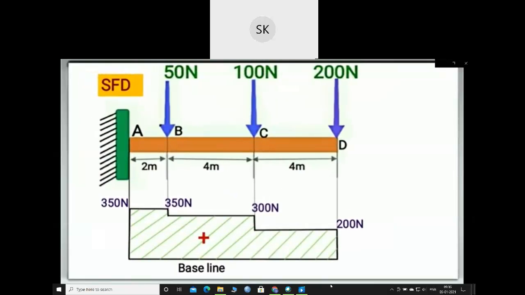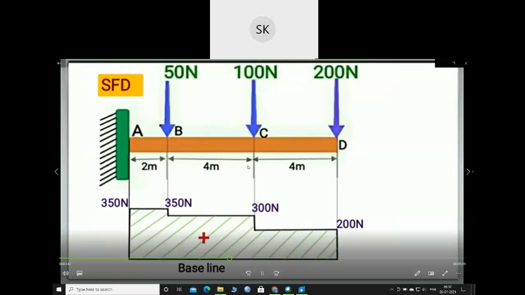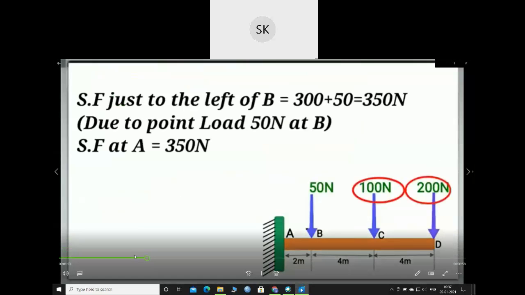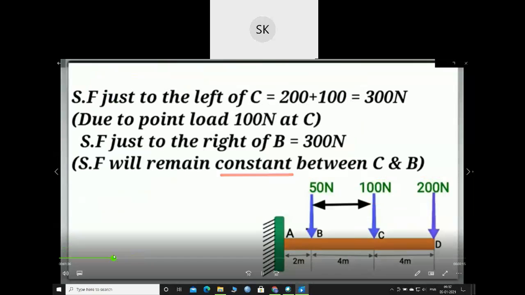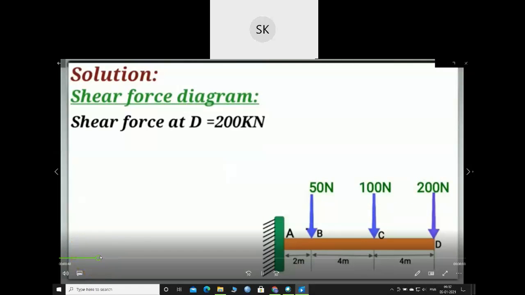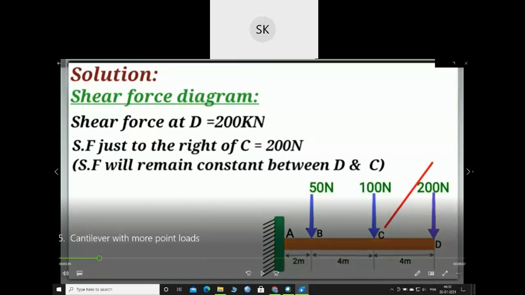For clear visibility, the shear force diagram will look like this. For the shear force, they have taken some points: D, C and B. For the first section, shear force means shear force at D. At D only a point load of 200 Newton is acting, so shear force at D will be 200.